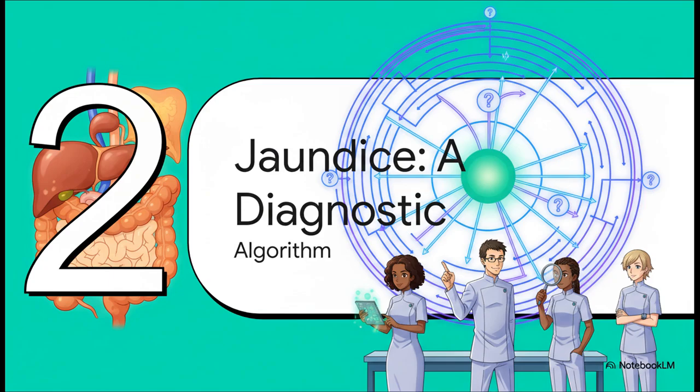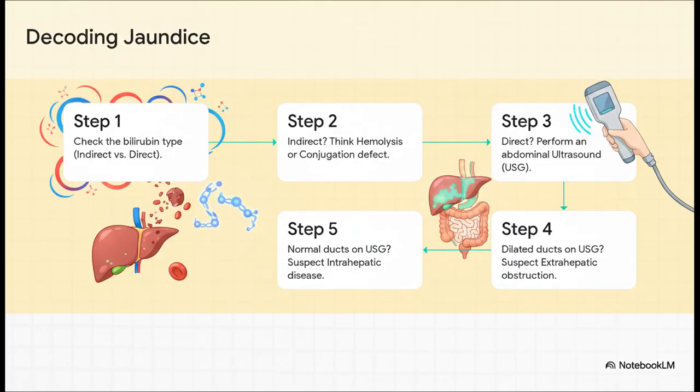Jaundice can feel overwhelming, with a crazy long list of possible causes. But if you have a system, a step-by-step approach, you can cut through the noise really fast. Here is your algorithm. I want you to burn this into your brain. Every single time you see jaundice on the TUS, this is what you do.